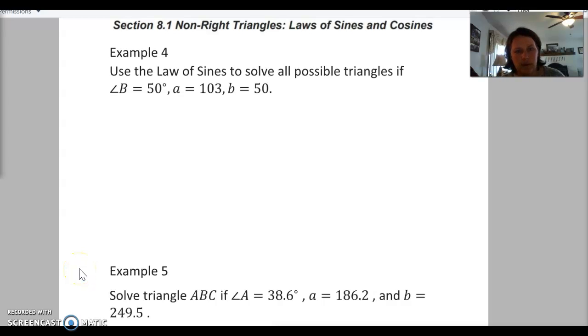Okay, so here we are with more of section 8.1, part 1, and this is example number 4. Using the law of sines to solve all possible triangles, or to solve the triangle. What they've given us is angle B equal to 50 degrees, side A equal to 103, and side B equal to 50.